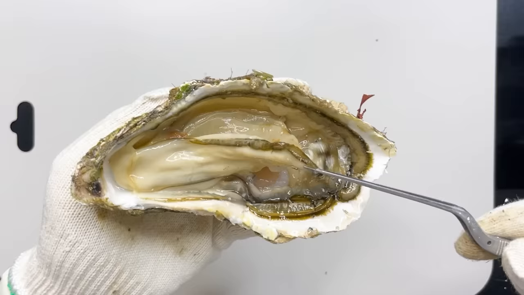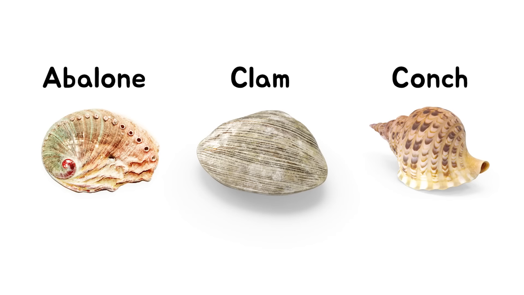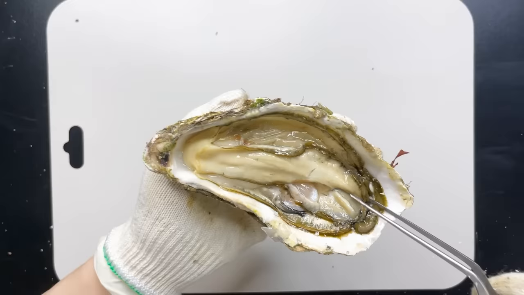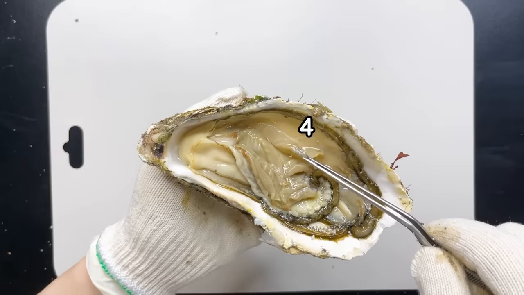Next, if you look at the oyster's flesh, this part is the mantle that secretes the shell. If you look at the other side, you can see that it's attached to the shell. Mollusca with shells, such as abalones, clams, and conches, all produce shells from the mantle. And if you remove the upper mantle, you can see the gills of the oyster inside. The gills are made up of four layers.